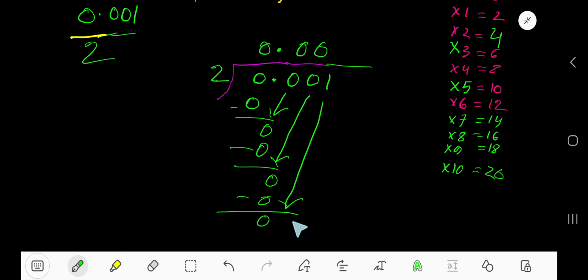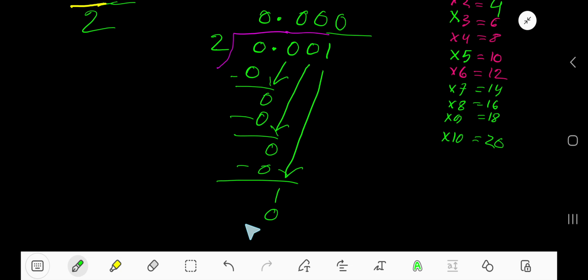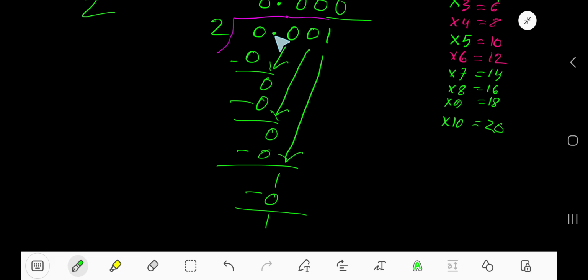Bring down this 1. Since 2 goes into 1 how many times? 0 times, as 1 is less than 2. 0 times 2, 0. If you subtract, you are getting 1. Look, since this is a decimal number, you can add any number of trailing 0. Bring down this 0.